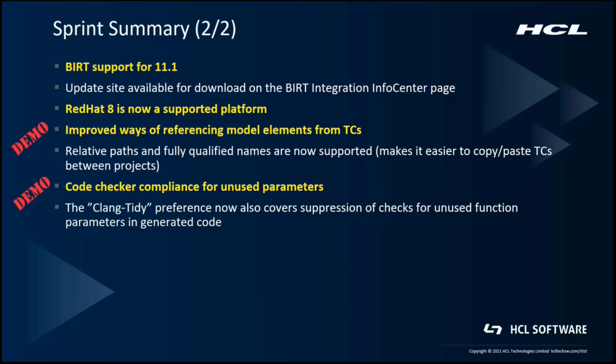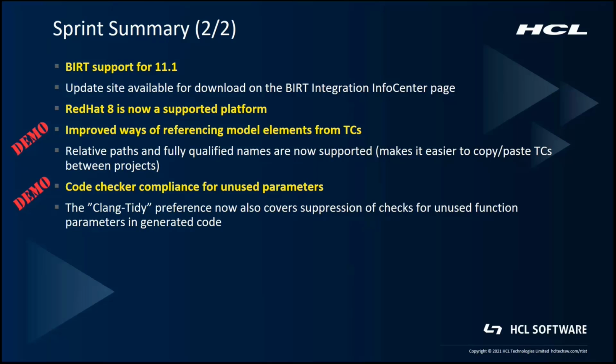Then we have a new supported platform, which is Red Hat 8, also worth mentioning. And we have also made improvements in the way model elements are referenced from transformation configurations. So now we support referencing such elements using relative paths and also fully qualified names. And this makes it easier to copy-paste transformation configurations between projects.